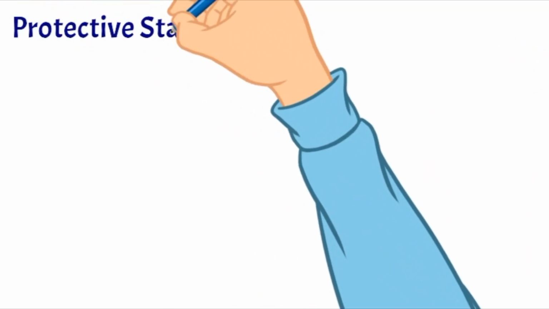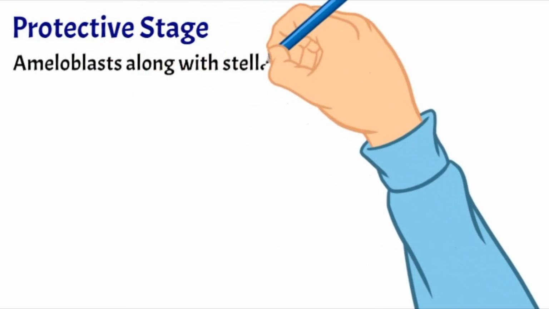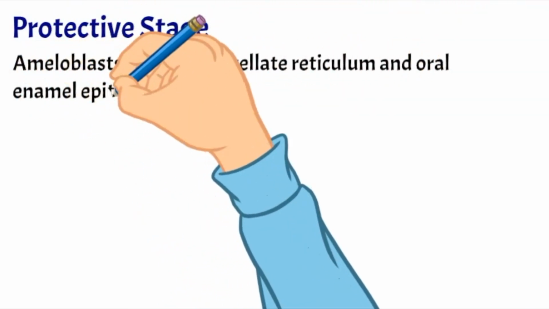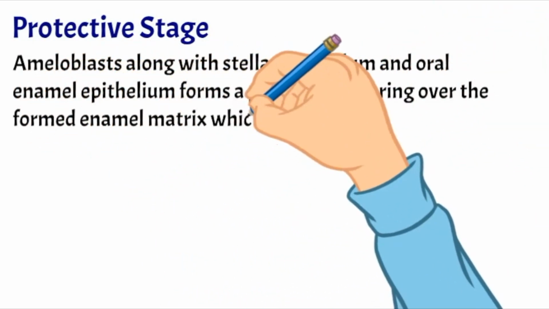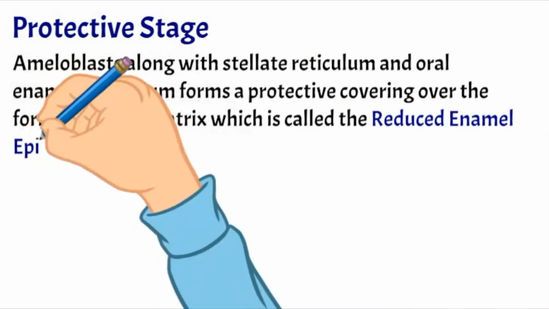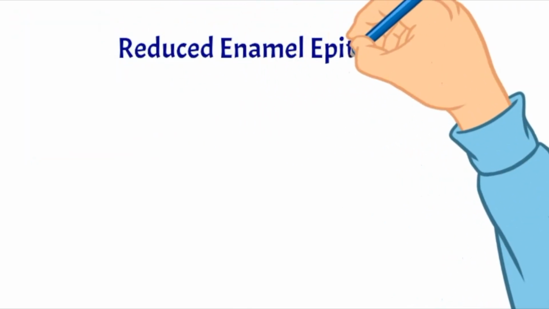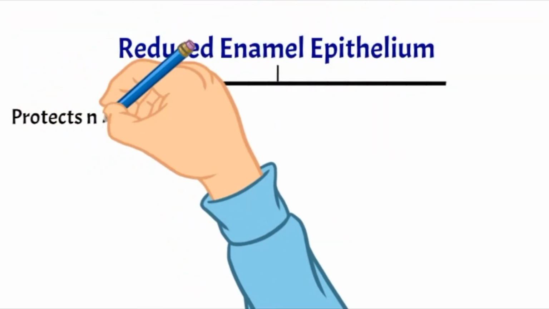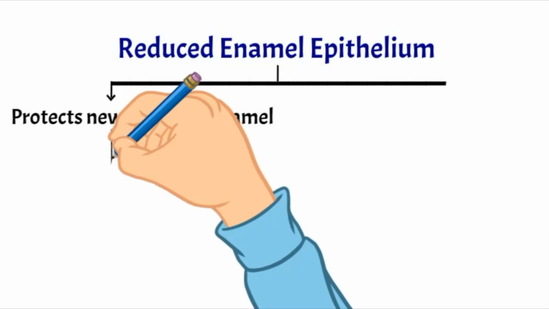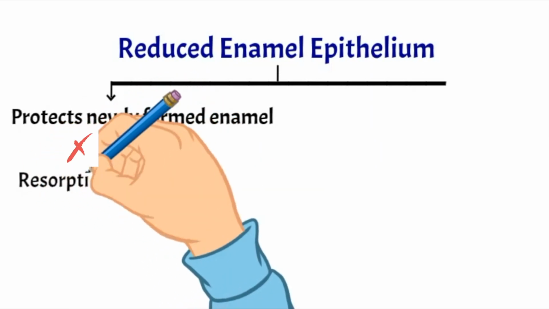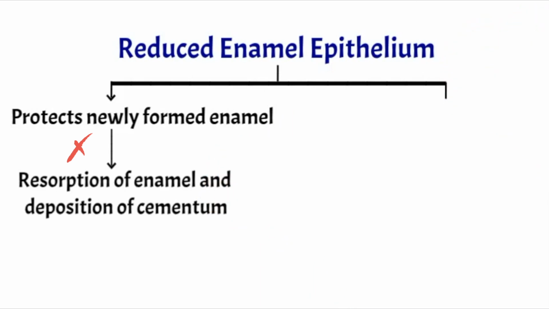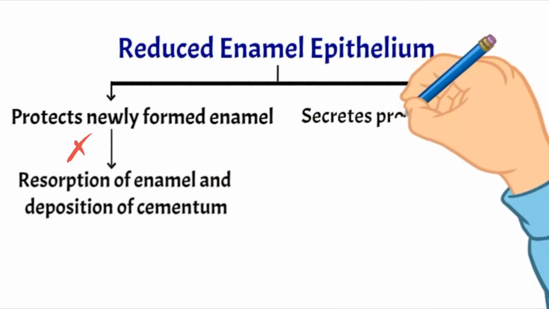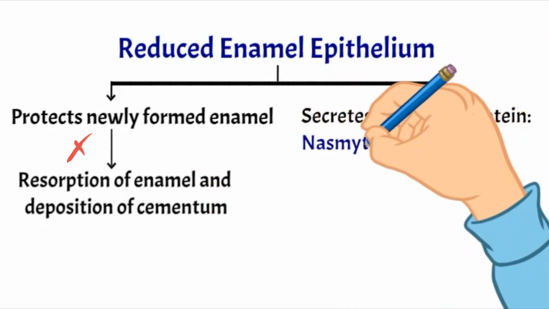Moving on to the protective stage, the ameloblasts along with the stellate reticulum and outer enamel epithelium form a protective covering over the formed enamel matrix, which is called the reduced enamel epithelium. The reduced enamel epithelium protects newly formed enamel from coming in contact with connective tissue, failing which there will be resorption of enamel and deposition of cementum. The reduced enamel epithelium also secretes a layer of protective protein called the Nasmyth's membrane.